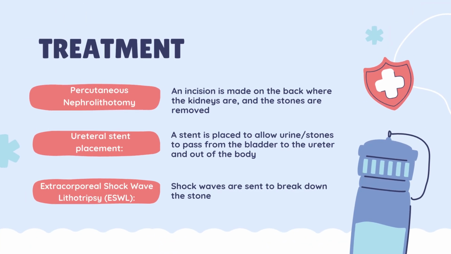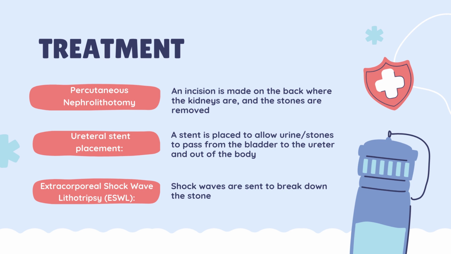Treatment of renal calculi. Percutaneous nephrolithotomy. This refers to an incision made on the back where the kidneys are, and the stones are removed. We have the ureteral stent placements. A stent is usually placed to allow urine or even the stones to pass from the bladder to the ureter and out of the body, hence reducing the number of stones in the urinary tract.